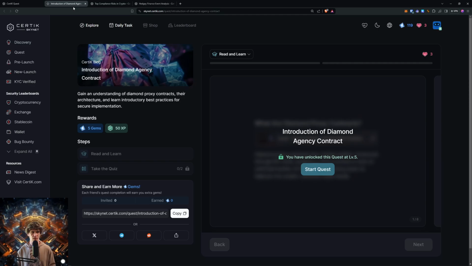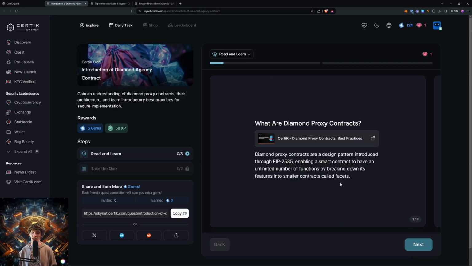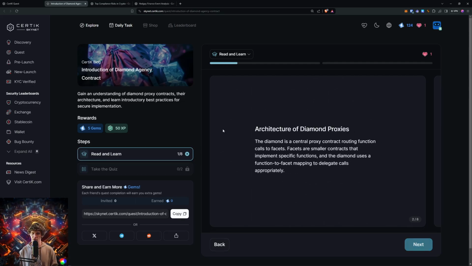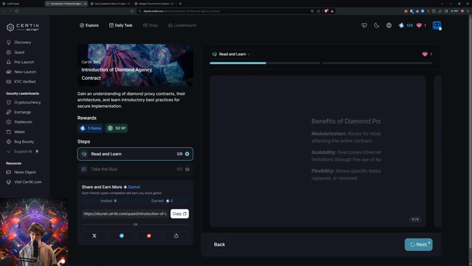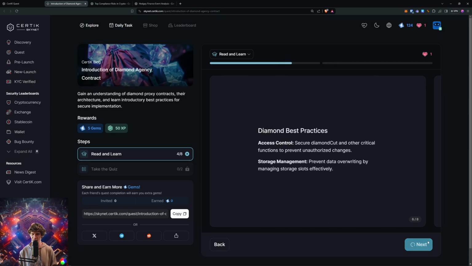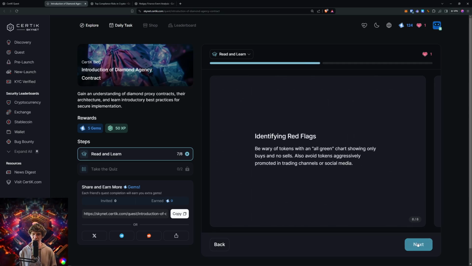Okay. Next up. Introduction of diamond proxy contract. So what are diamond proxy contracts? They're a design pattern introduced through EIP 2535. So it allows smart contracts to have an unlimited number of functions by breaking down its features into smaller contracts called facets. Interesting. So this goes into the architecture, diamond proxies, key components, fallback functions. I won't go too much into this. There's some benefits, best practices and comparisons, identifying red flags.